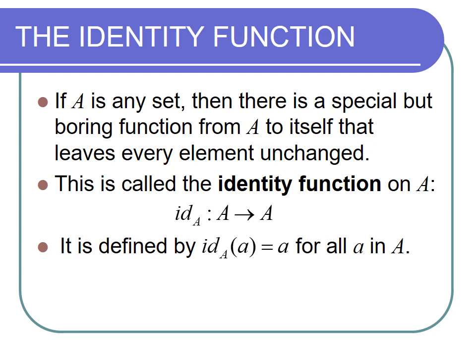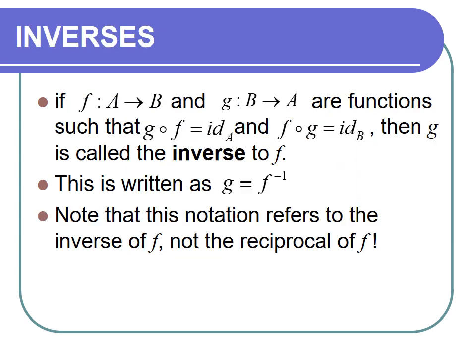The identity function is important because we need it for inverses. The identity function from a set to itself is just that you don't do anything. Whatever your input is, that's your output. Nothing gets changed. So when I compose two things, if I get the identity function, then that's called the inverse. Notice that f and g have domain and range that are flipped.